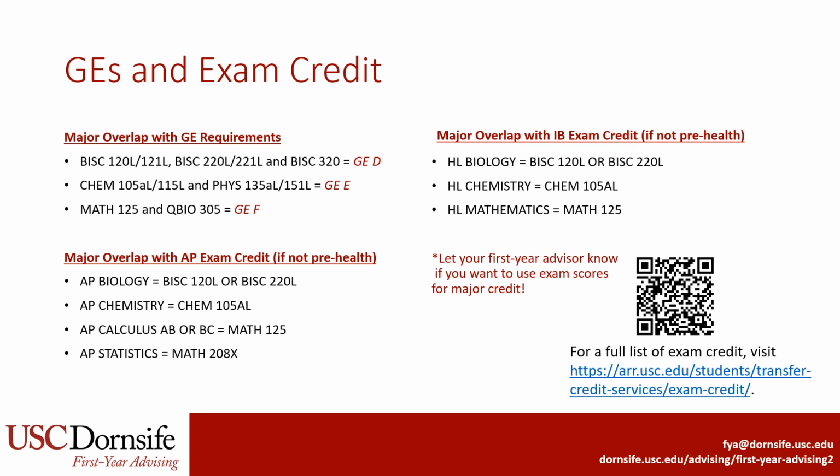Similarly, IB exams with scores of 5, 6, or 7, if you are not pre-health, can be used to fulfill the BISC, Chem, and Math requirements for the majors listed here. Note, these exam scores will not automatically satisfy major requirements. If you want to use your exam scores to satisfy these requirements, you need to let your advisor know so they can make the substitutions on your STARS report. For a full list of exam credit at USC, you can visit the link on this slide, and that's also where you can find info on A-level exam credit.